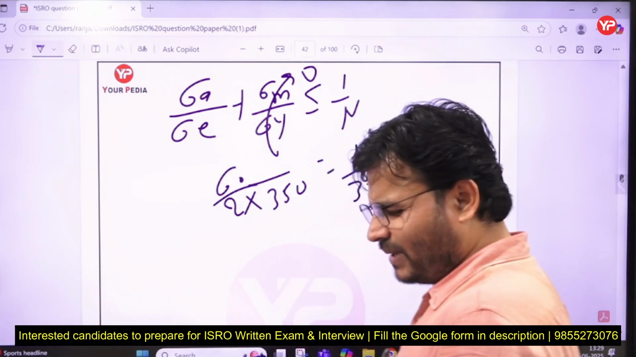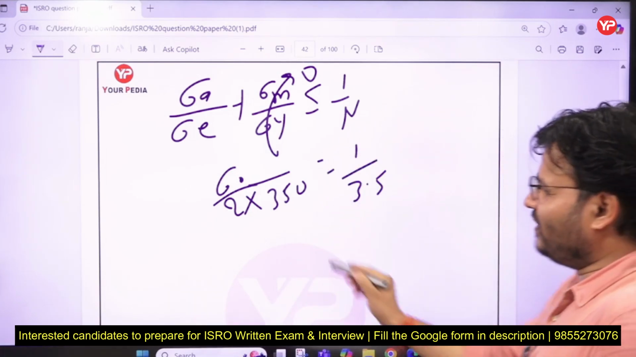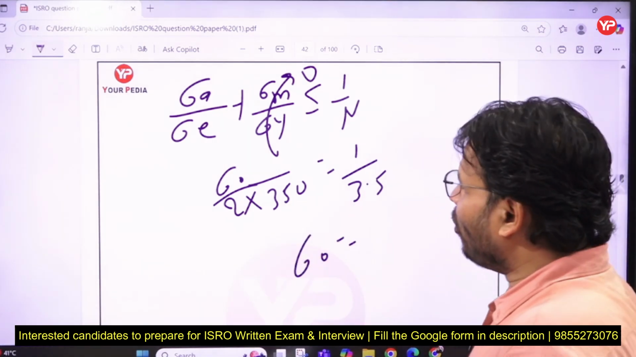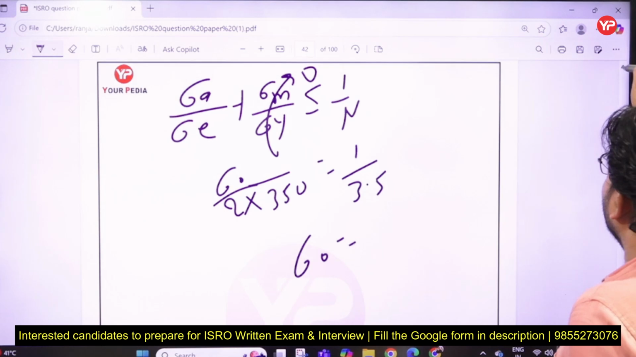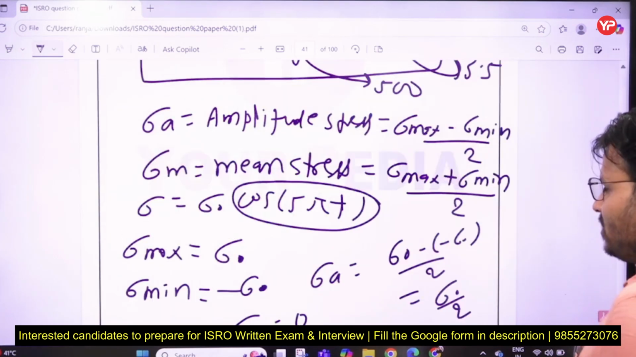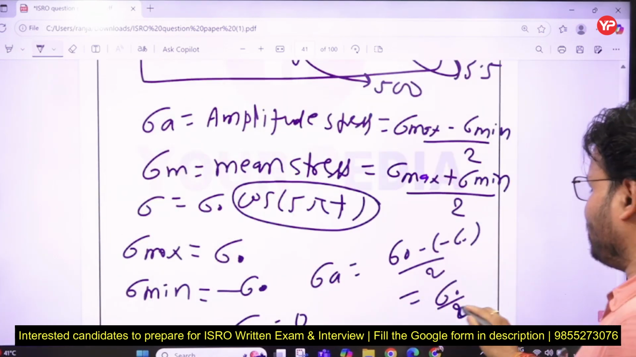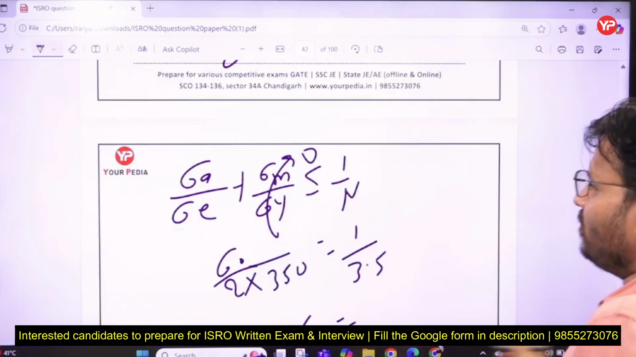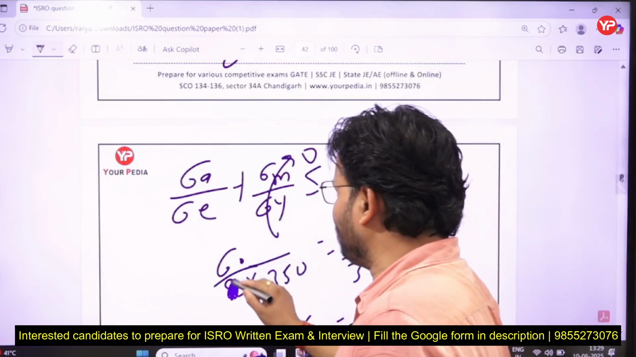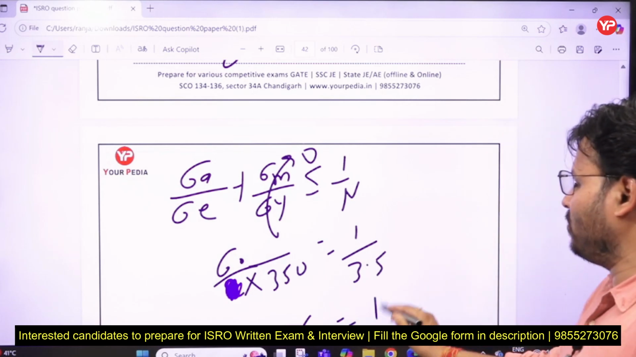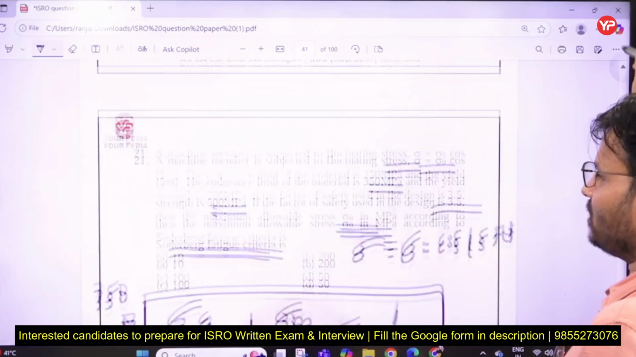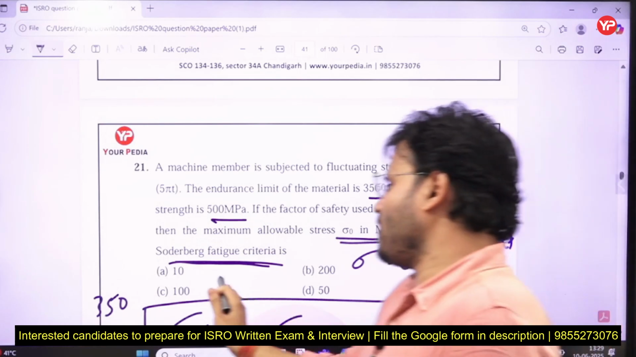Do solve that one, my dear friends. By solving that, sigma naught is coming out to be how much? Sorry, it will be sigma naught itself, no need of 2 there. Sigma naught only. By solving that, we will get 100. So sigma naught is coming 100 megapascal. So the correct answer will be C.